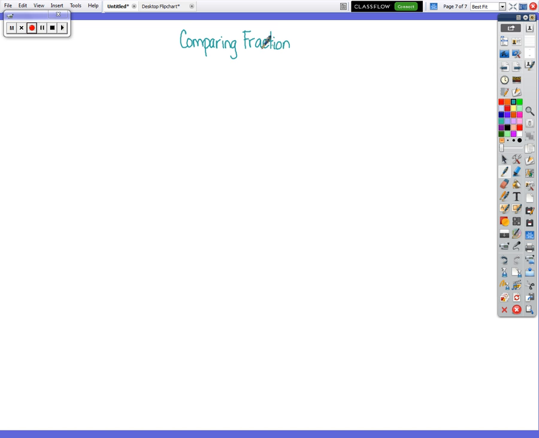We're going to be using the same symbols that we've always used. We have our greater than, equal to, and less than signs. Remember, when you're thinking about the greater than and less than signs, the big part opens up to the bigger number. Think about the crocodile mouth. It wants to eat the bigger number.